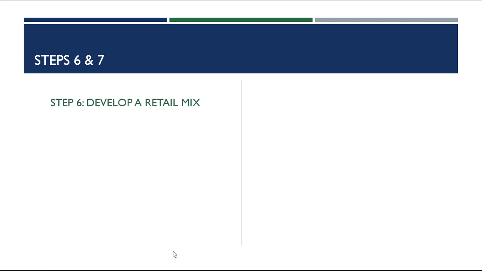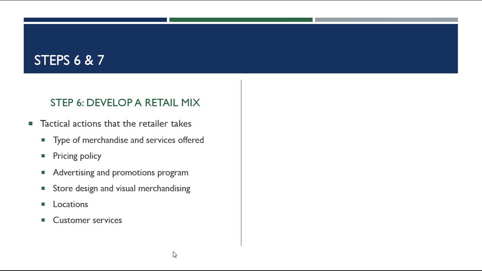Step 6 is actually to develop your retail mix. So this is where you start talking about your tactical actions. So we're going to start very heavily focusing on these as we get into chapter 7, so coming very soon. But this is when we look at those 6 Ps and we actually start making our strategic decisions surrounding those 6 Ps. So it's how we're going to decide what types of merchandise we're going to offer, how we're going to price our merchandise, how we plan to advertise, what types of services we're going to offer, etc. So this is the biggest, most in-depth part of a retail plan.